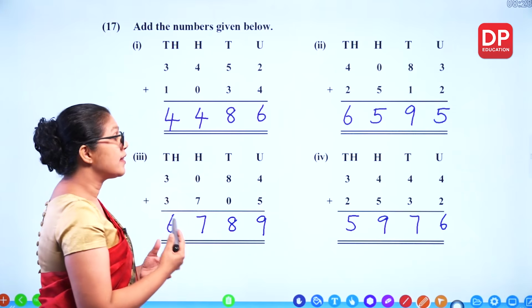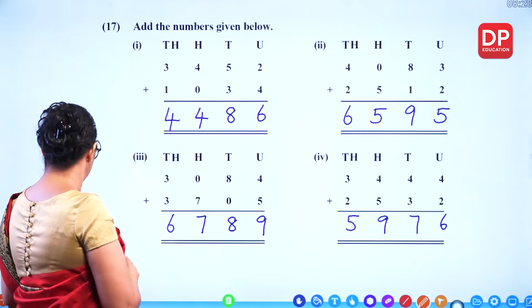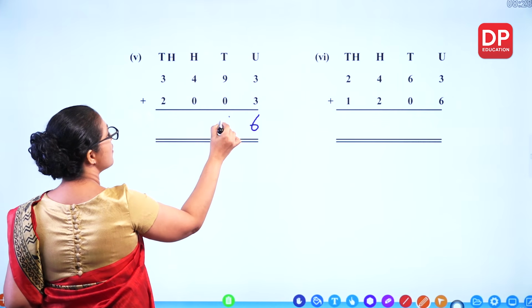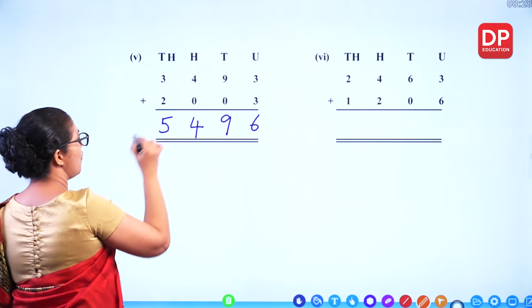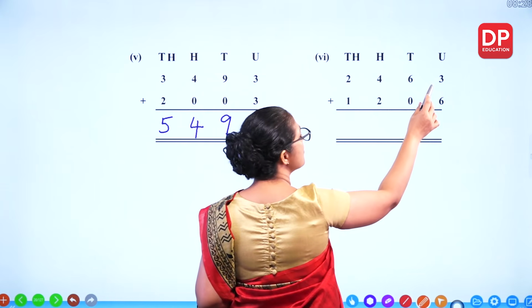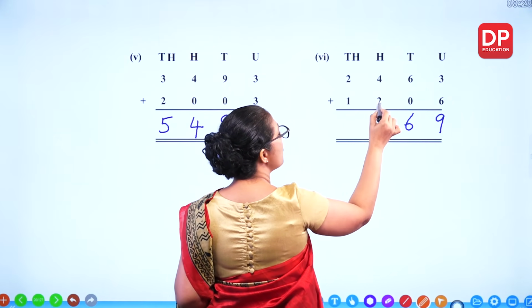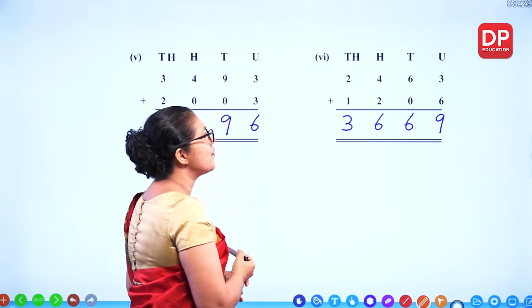So you get 5976. This one, 3 plus 3, 6. 9 plus 0, 9. 4 plus 0, 4. 3 plus 2, 5. Here also 1-digit numbers. 3 plus 6, 9. 6 plus 0, 6. 4 plus 2, 6. And 2 plus 1, you get 3.